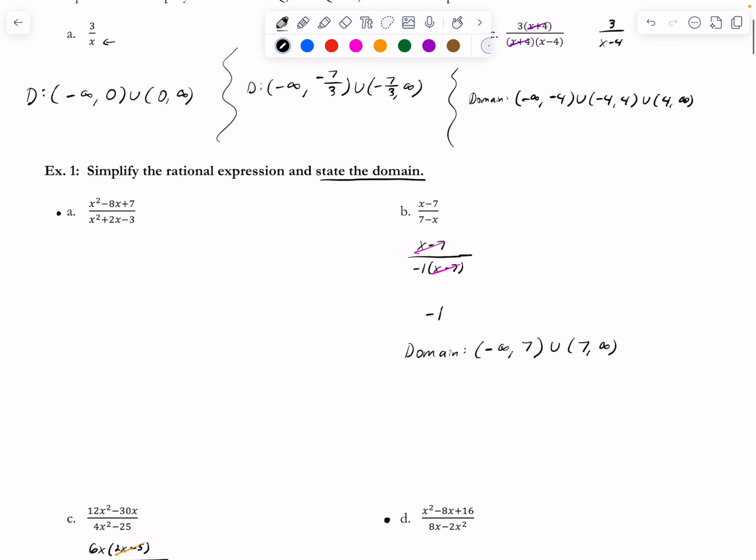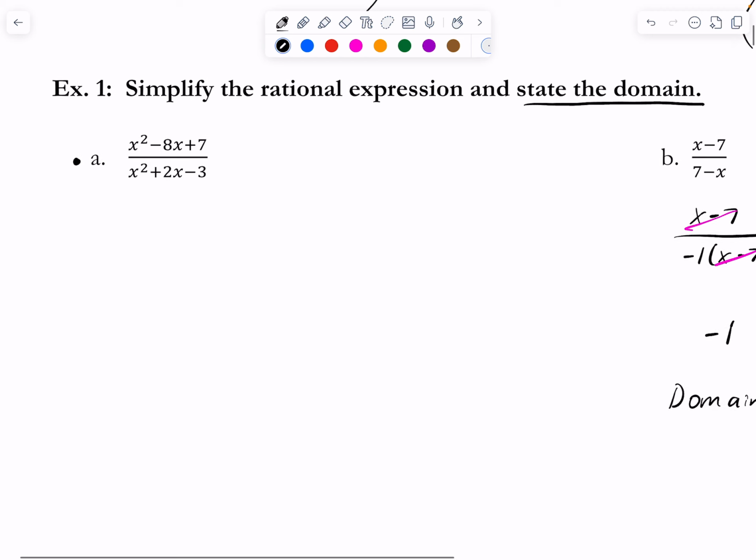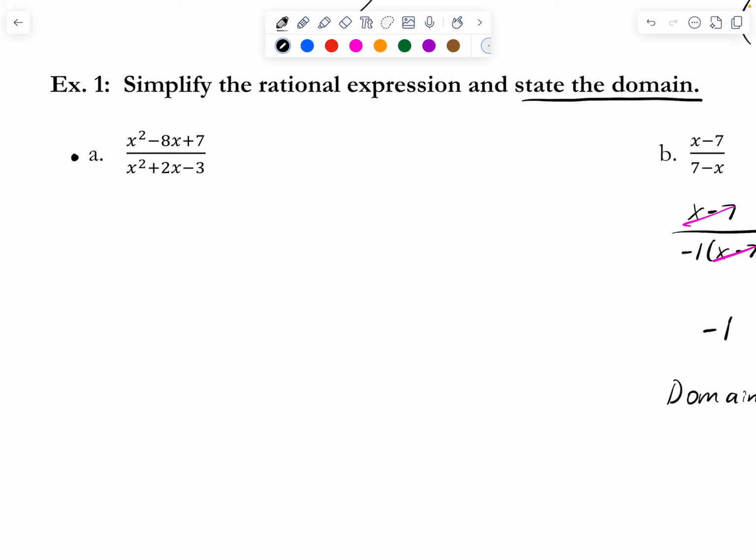All right, so let's do some together. You'll notice some of them I've already finished. I'm not going to do all of them. There's too many to do in a video, hopefully under 20 minutes. My goal is to go through lots of examples, but make it something that you actually will watch. Okay, so we're going to simplify this expression and then state the domain.